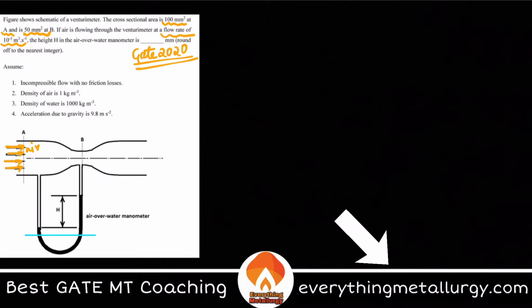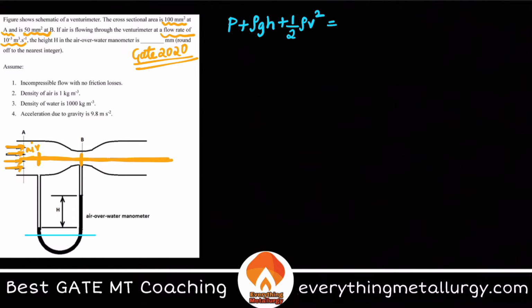Firstly, along the center line of the Venturi meter, you can easily calculate at these two ends, the two ends of my manometer, by applying Bernoulli's principle. According to Bernoulli's, if you take LCM and multiply, you can write P plus rho gh plus half rho V square will be a constant value.